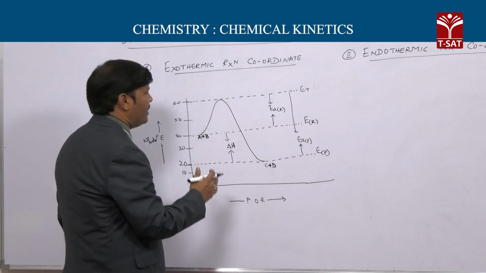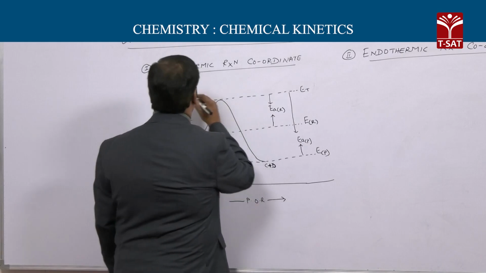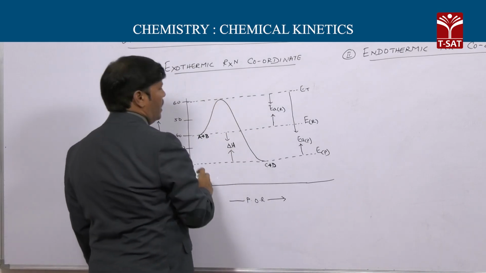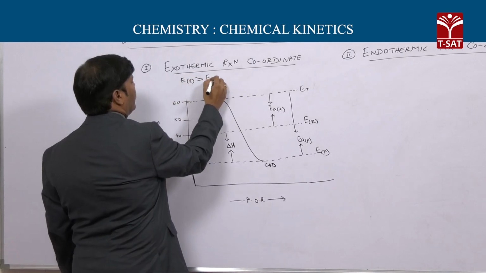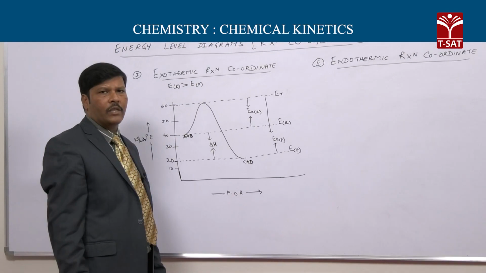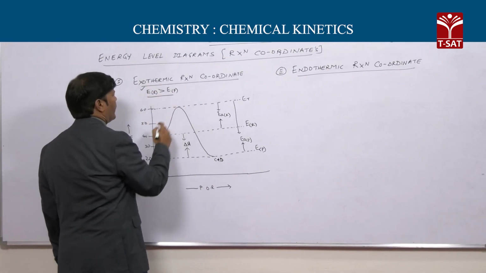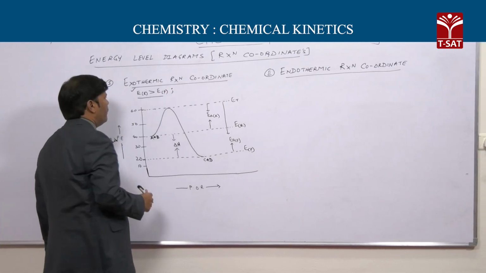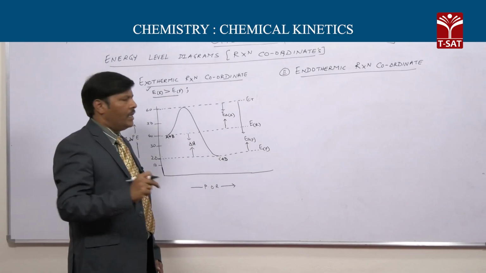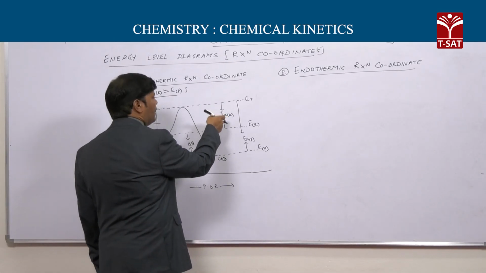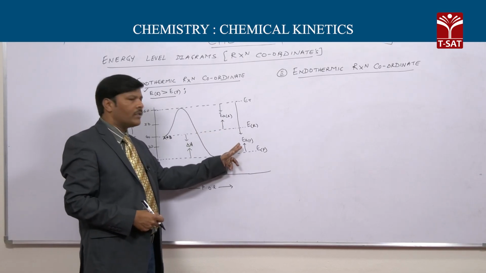So I am going to generalize this diagram. In case 1, from this graph you can easily understand that the energy of the reactants is greater than the energy of the products. This is the first case in the exothermic reaction coordinate. The second case is, if the energy of the reactant is higher, then the reactant molecules must have less activation energy, and from the graph you find that the activation energy of the reactants is less than that of the products.